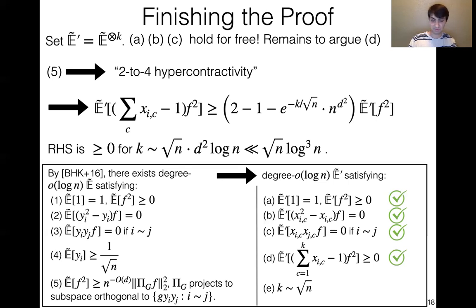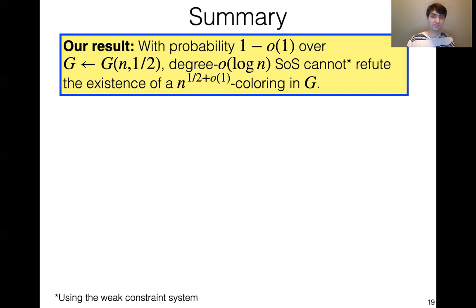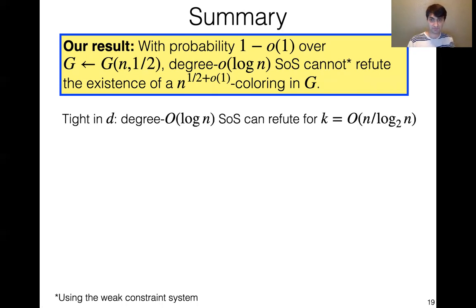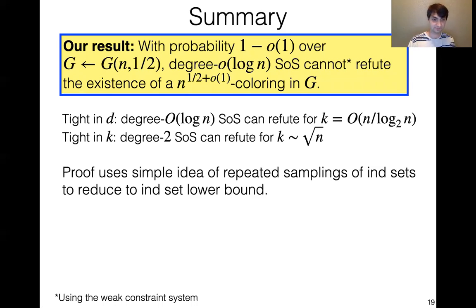Okay, so that means property D holds, and we see that we take k to be about root n, so property E also holds. So just to summarize, our result says that with high probability over a graph drawn from G 1/2, degree little o of log n SOS cannot refute the existence of an n to the 1/2 plus little o of 1 coloring in G. And the only caveat here is that we're using this weaker constraint system. And we already explained that it was tight in D, and it was tight in K.